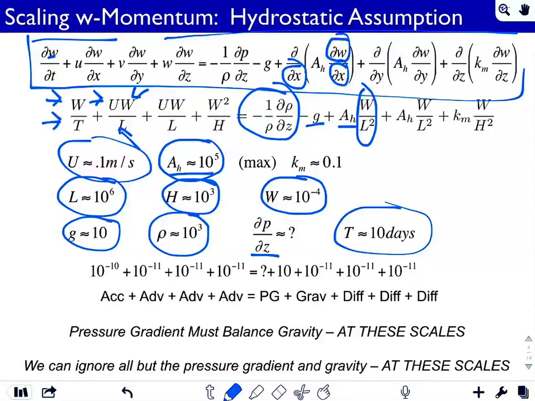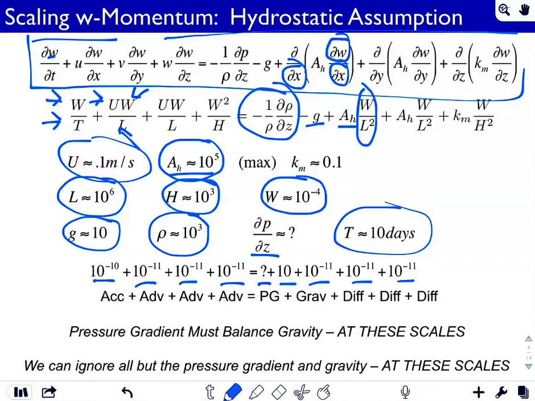If we plug those numbers in, we get rough sizes of the terms: 10 to the minus 10, 10 to the minus 11, minus 11, minus 11, unknown, that's the pressure gradient, 10, which is our gravity, 10 to the minus 11, 10 to the minus 10. So the sizes don't matter. It's the relative sizes that matter.